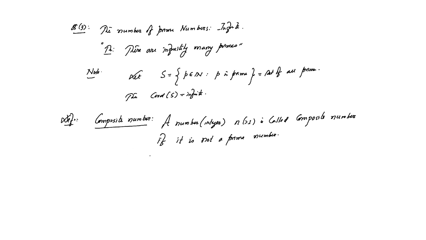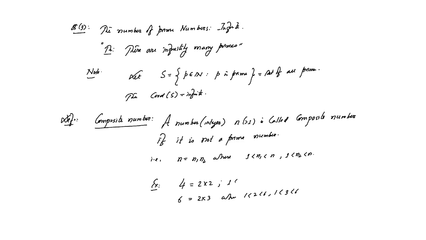Okay, so that means n can be expressed as n1 into n2, where 1 less than n1 less than n and 1 less than n2 less than n. As for example, 4 is a composite number, we can write 2 into 2. 6 is a composite number, we can write 2 into 3, where you will see 1 less than 2 less than 6, 1 less than 3 less than 6. So that's why 4, 6, 8, 9 are composite numbers. 9 is 3 into 3. So these are the composite numbers.